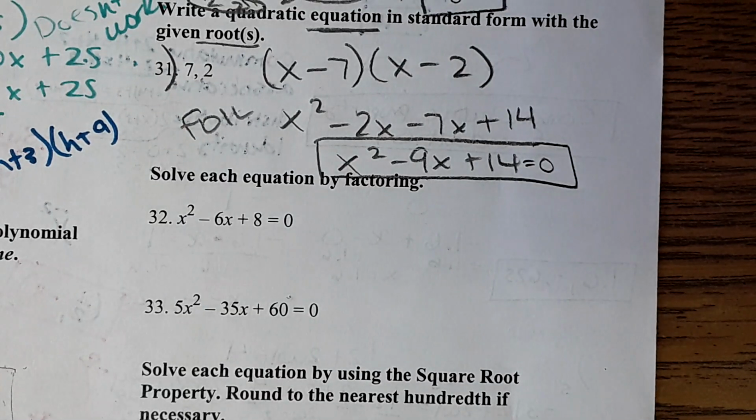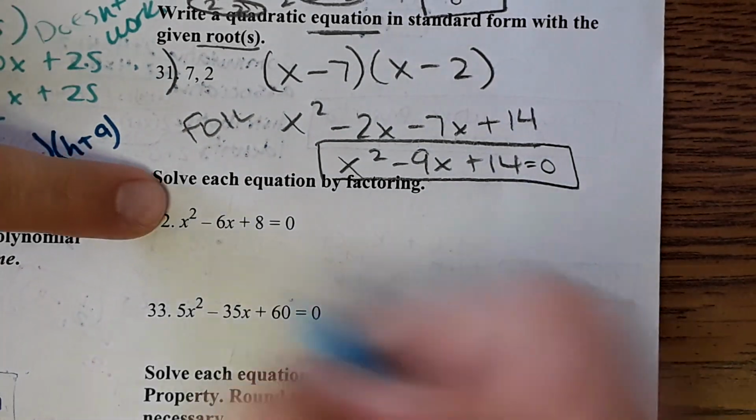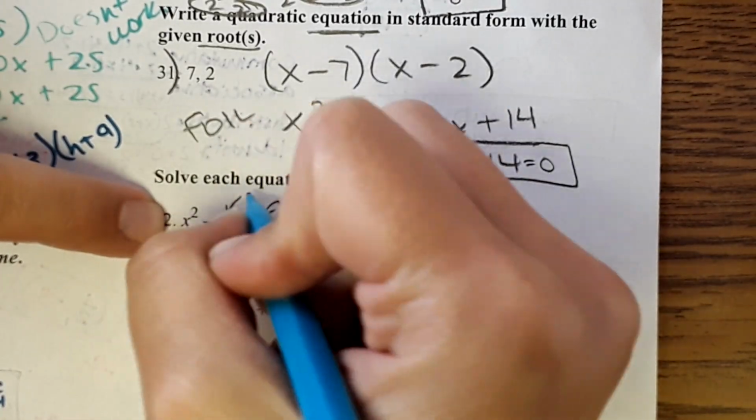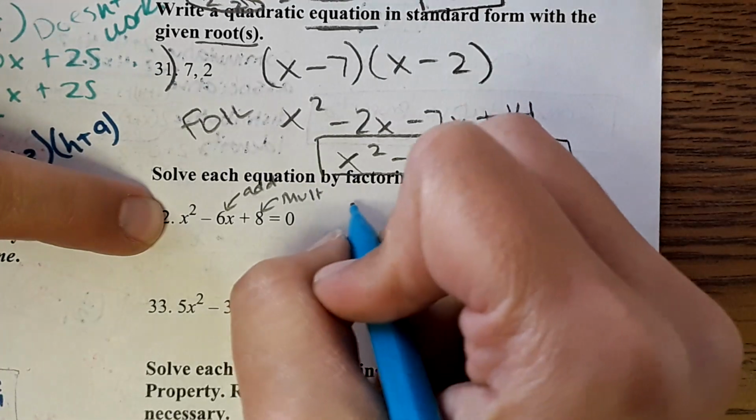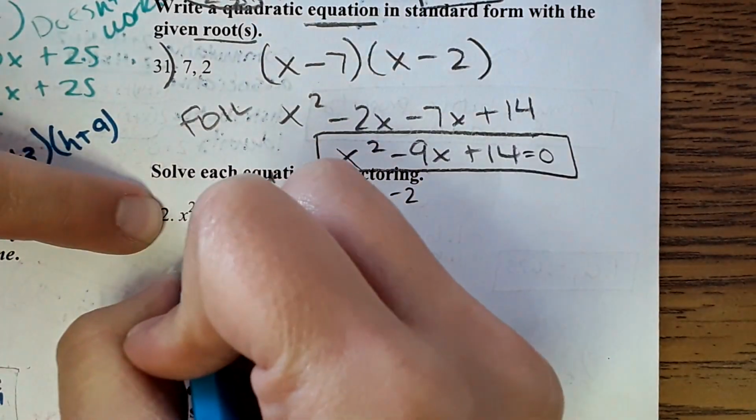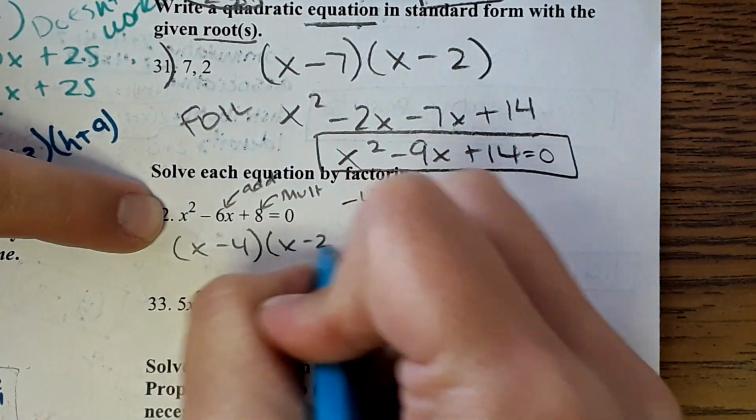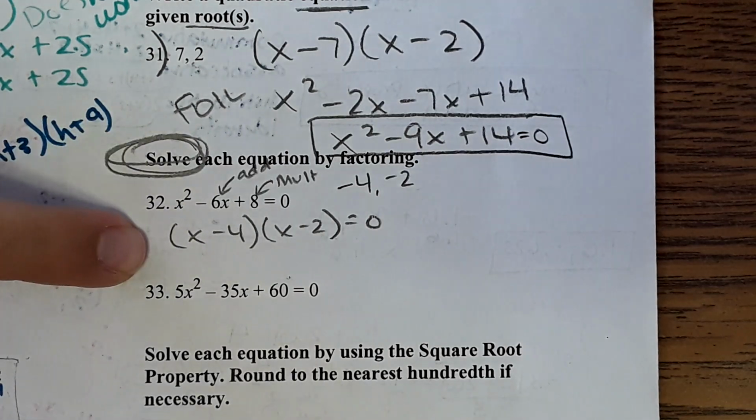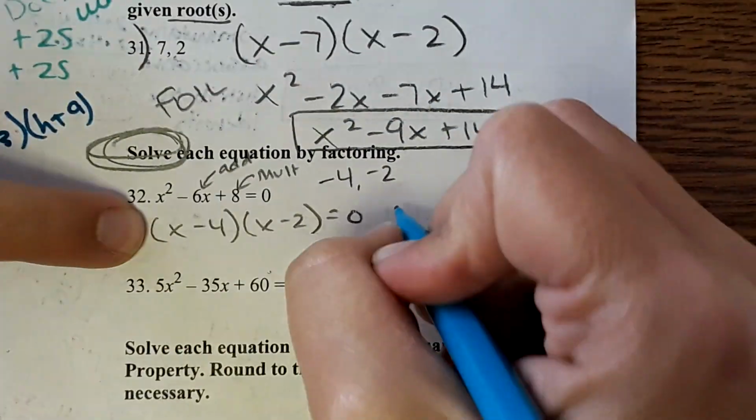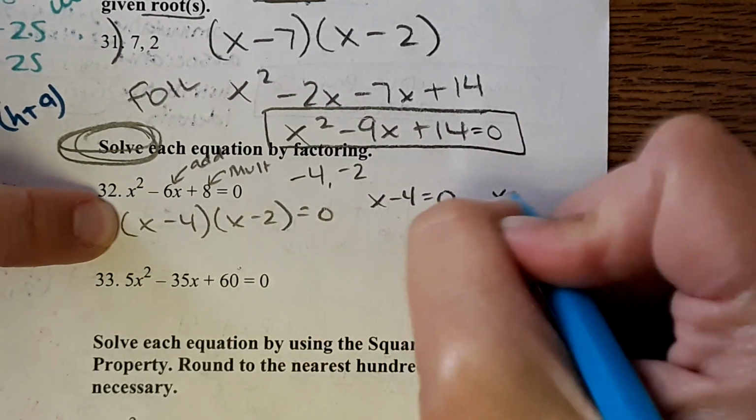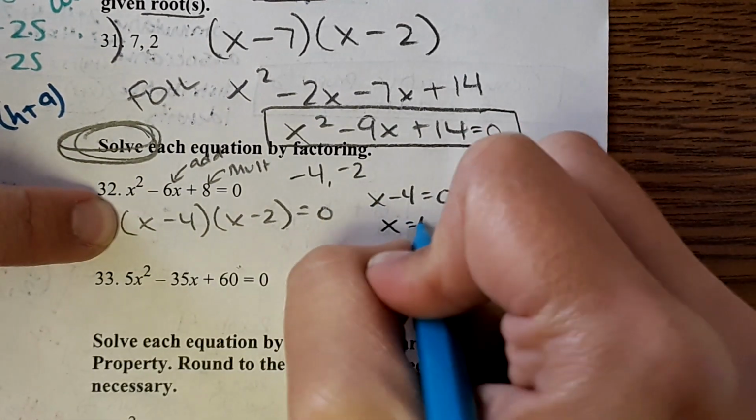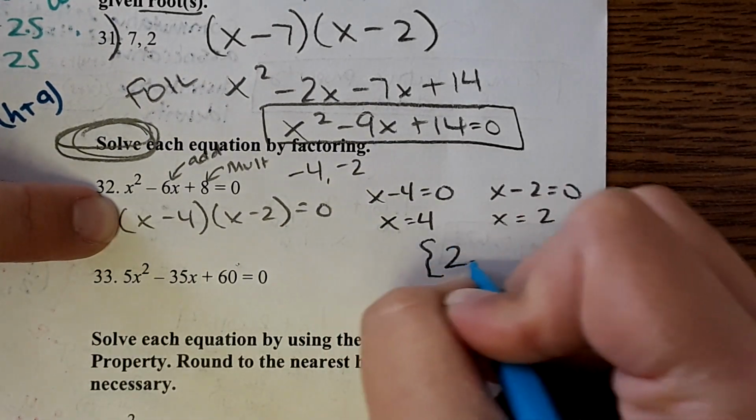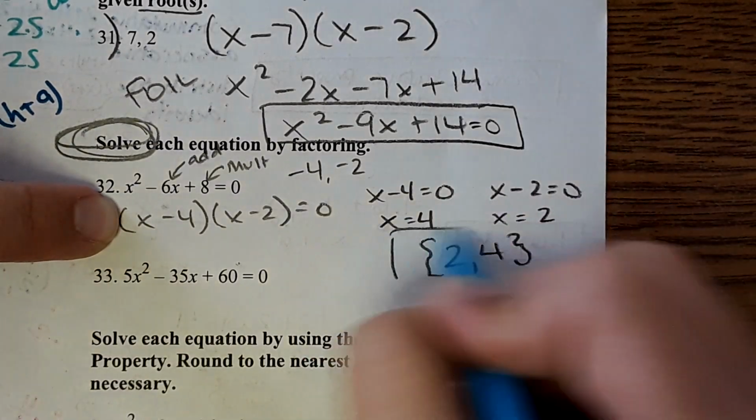Okay, next, solve each equation by factoring. So for this, we need two numbers that multiply to this and add to this. -4, -2. Okay, so then we do x minus 4, x minus 2 equals 0. It says specifically solve for, so we're going to find an actual value for the x's. So you put each of these equal, x minus 4 equal to 0, and x minus 2 equal to 0. So you get x equals 4, and x equals 2. And your answer is 4, 2, or 2, 4, however you want to write it.